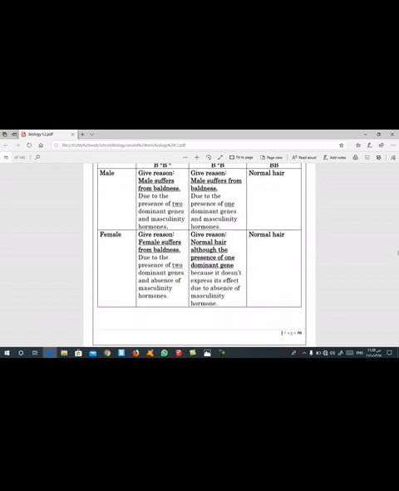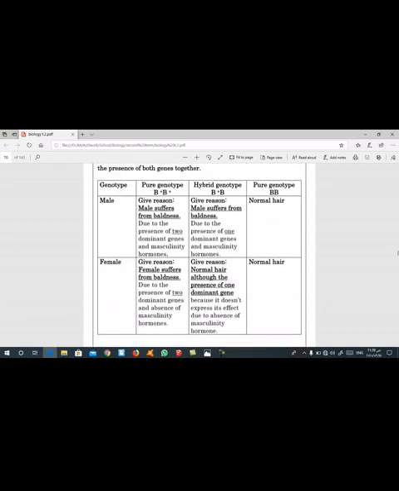So if we return back here again, we have the male. Here the male suffers from baldness. Why? Because he has two genes carrying a positive. But if the female suffers from baldness, why? Because she has two dominant genes. Here in the hybrid genotype, the male suffers from baldness because we have only one gene.